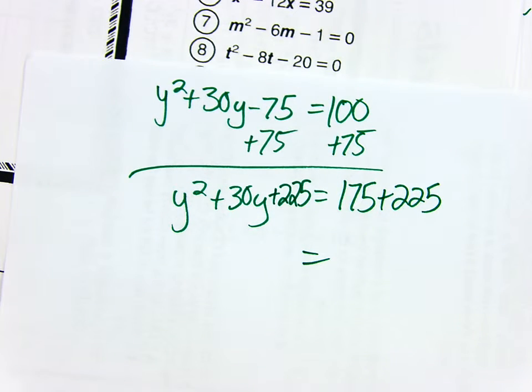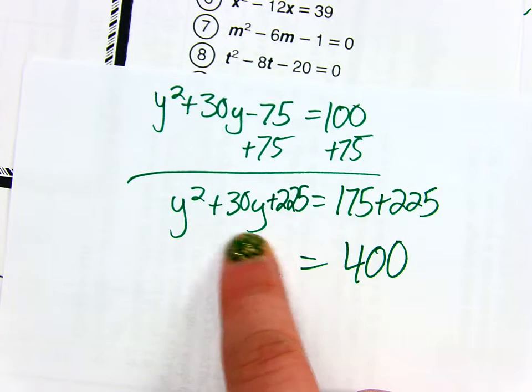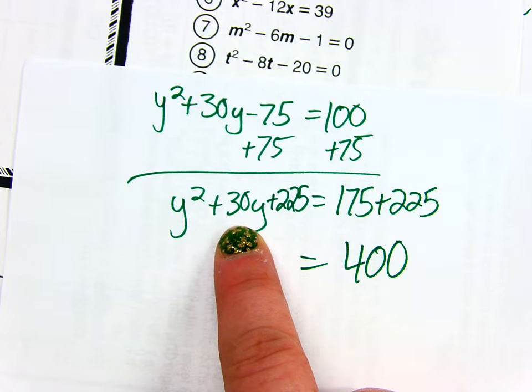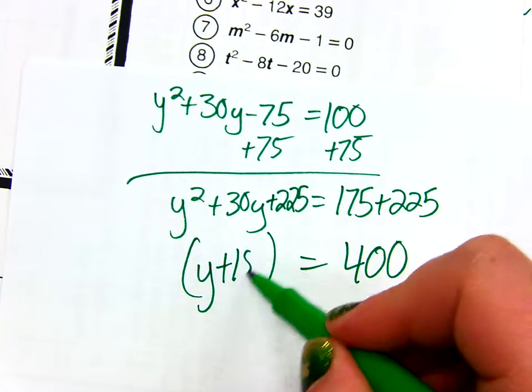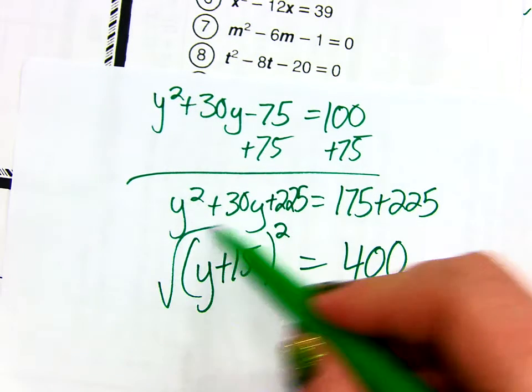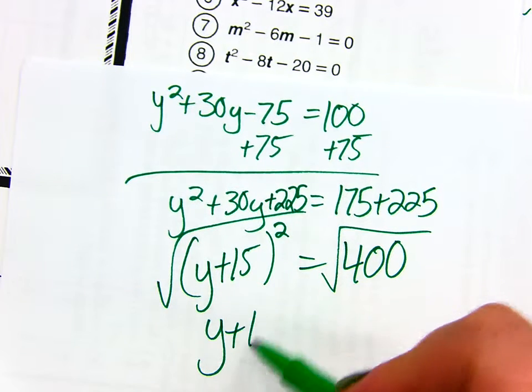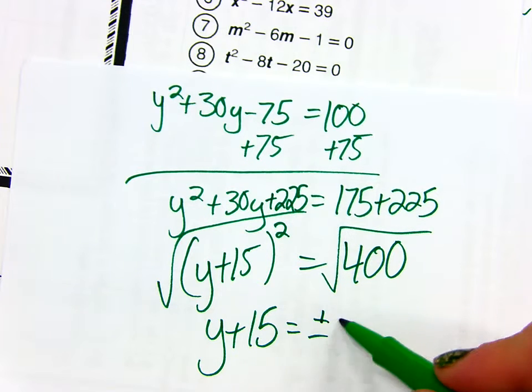So 175 and 225 is what, 400? So I got 400 over here. Now over here, factors of 225 that add to be 30? 15 and 15. And it's the same two factors, and it always will be. So instead of writing y plus 15 times y plus 15, we just write y plus 15 squared. And then I just square root both sides. I get y plus 15. And is 400 a perfect square? Yep. What does it come out to be? Positive negative 20. That's it.